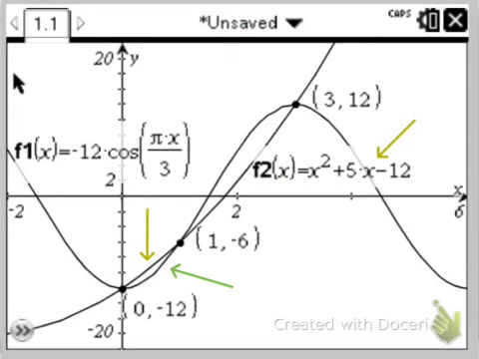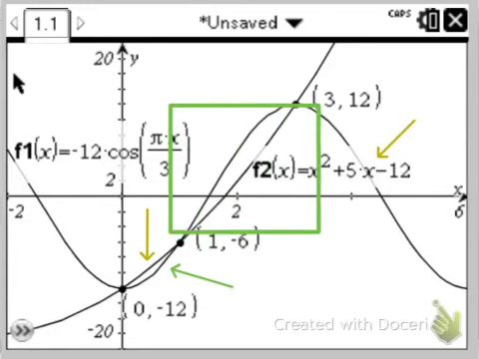Now you'll see on the other shaded area, so that's this area here between the two curves, that yellow area there. This time the trig curve is on top of the quadratic curve, which is the curve below.